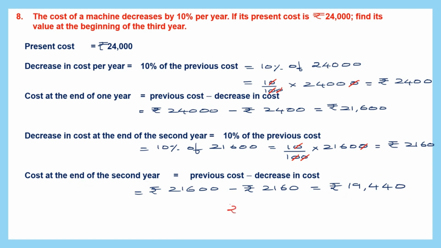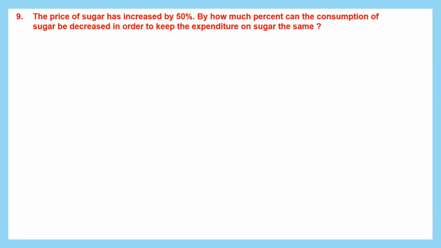So what is our final answer? Rupees 19,440 is the value at the beginning of the third year. This is our answer. Question 9.